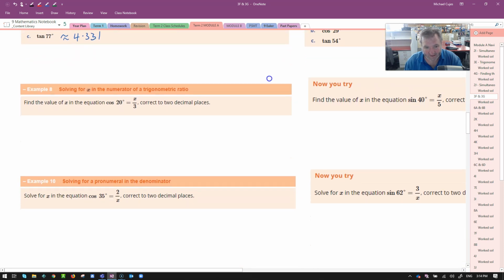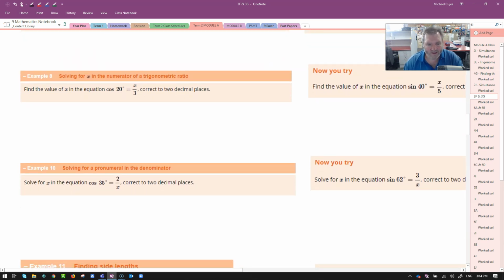These are the more interesting things. How do I go about solving this equation? Find the value of x in the equation cosine of 20 equals x over 3. First one I'm going to do is show you where this could have come from. Well, here's a nice right-angled triangle with 20 degrees in one of the corners. Now, cosine, SOHCAHTOA, C-A-H, cosine equals adjacent over hypotenuse. The adjacent side must be the one they're looking for. That would be an x, and the hypotenuse would be 3. This would be a triangle that relates to that question, the cosine of 20 degrees.